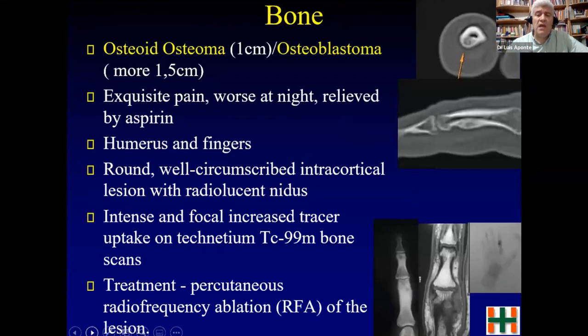So now we're going to speak specifically about some of the benign bone tumors and the benign soft tissue tumors, and how we can observe them and what we're going to see in the upper extremity. So here I put the benign bone tumors: osteoid osteoma and osteoblastoma. Histopathologically they are similar, but osteoid osteoma is less than 1.5 centimeters and the osteoblastoma is bigger. But the main difference is that osteoid osteoma is not going to grow. It's just 1 centimeter. The osteoblastoma is more aggressive. You have to take it out. I'm going to show you some pictures.